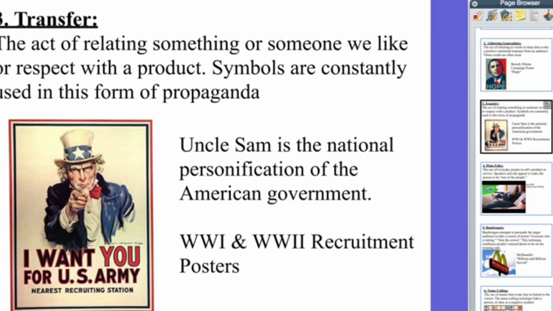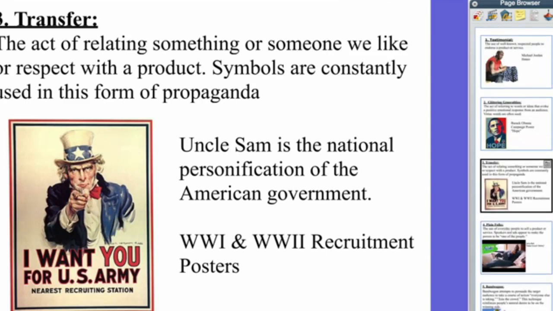Number three is transfer. So this is the act of relating something or someone we like or respect with a product. Symbols are constantly used in this form of propaganda. This is different from testimonial, because it doesn't necessarily have to be a real person. Testimonial is usually somebody who's famous, and they're speaking up and they're testifying towards the goodness of that product or idea. Whereas transfer is more like a concept.